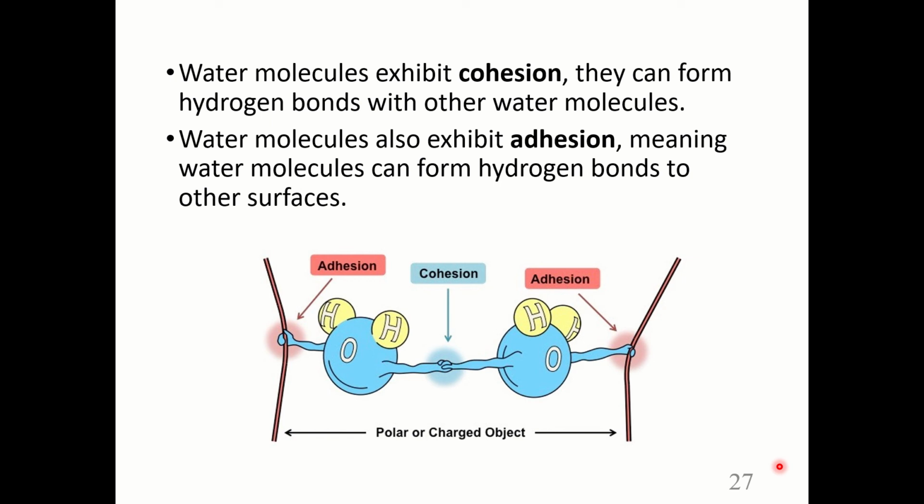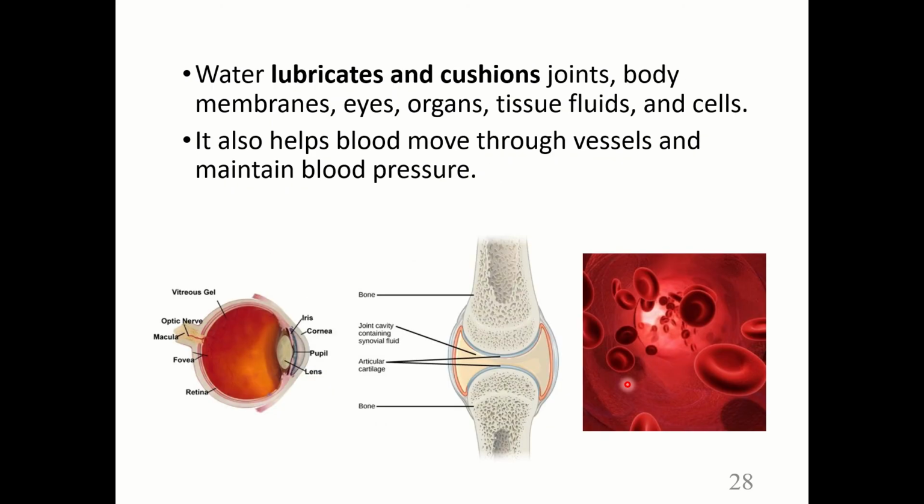Water molecules can also exhibit adhesion, meaning water molecules can form hydrogen bonds to other surfaces. This allows them to stick to surfaces. You see this when water beads up on surfaces. This is important in moving substances through our bodies. Water also lubricates and cushions our joints, our body membranes, such as the serous membranes, our eyes, our organs, our tissue fluids, and our cells. Water also helps blood move through vessels and maintain blood pressure, partly because of that cohesive and adhesive action mentioned prior.